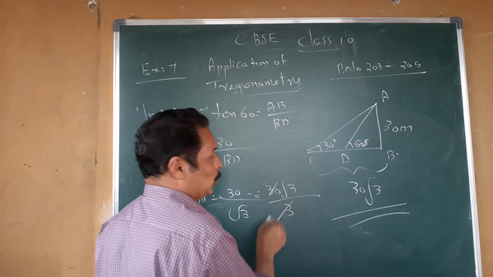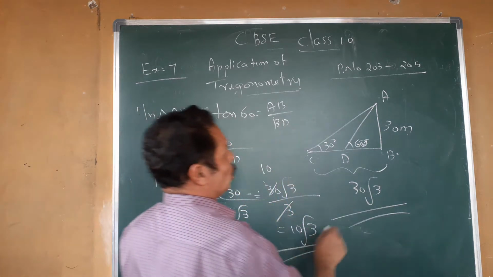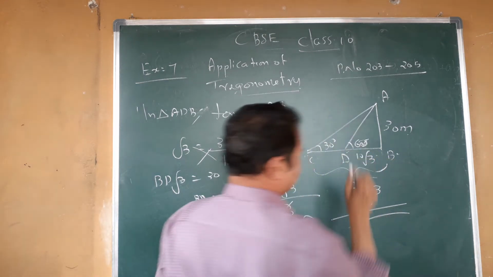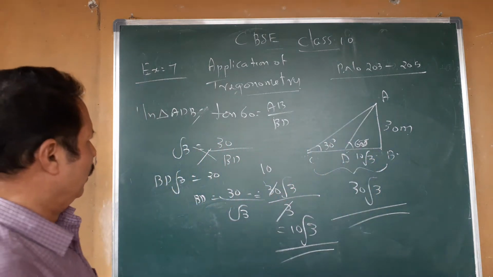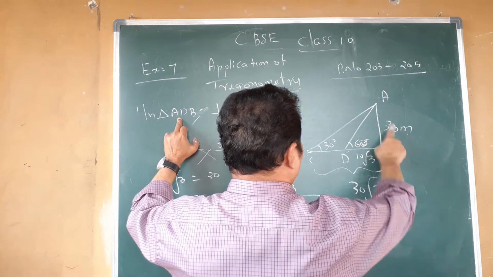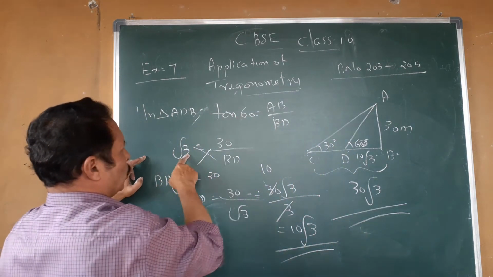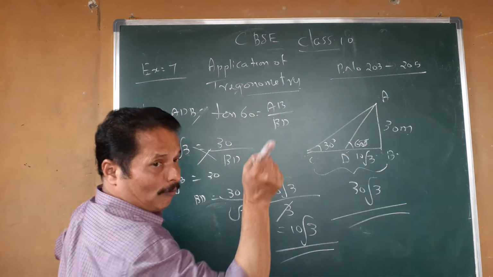Now 3 out of 30 10 times, that's equal to 10. So this distance is 10 root 3. Is it clear? Once again, look at the triangle ADB. Tan 60 equals opposite side by adjacent side, AB by BD.